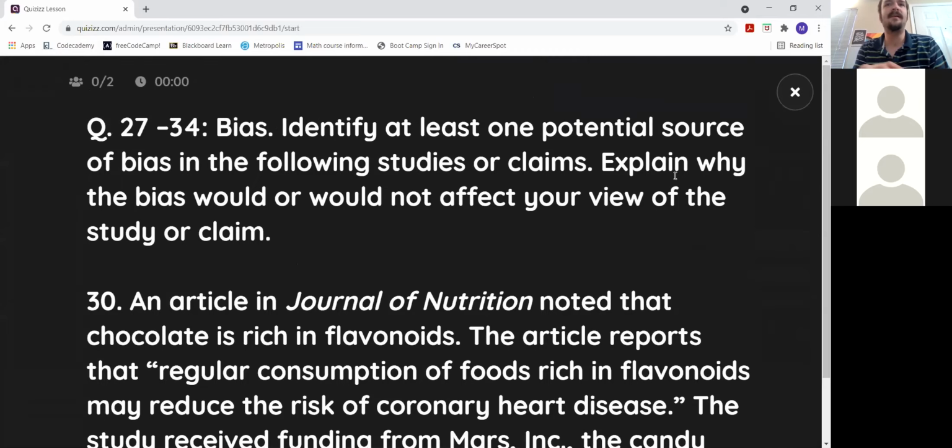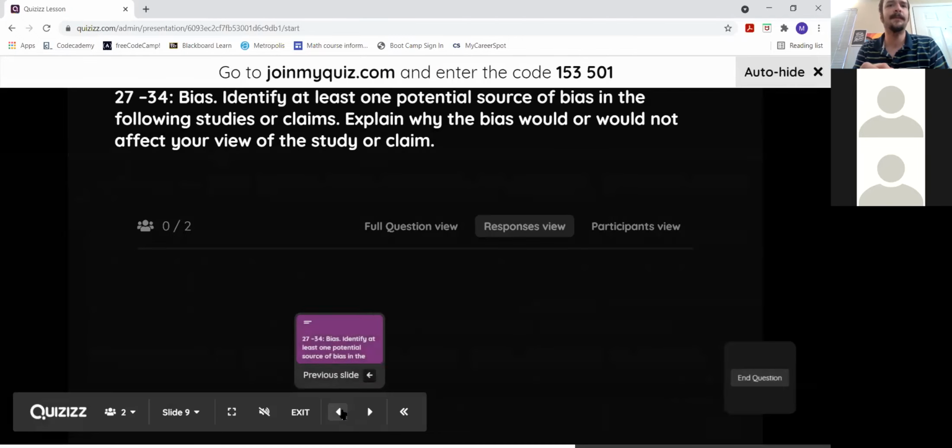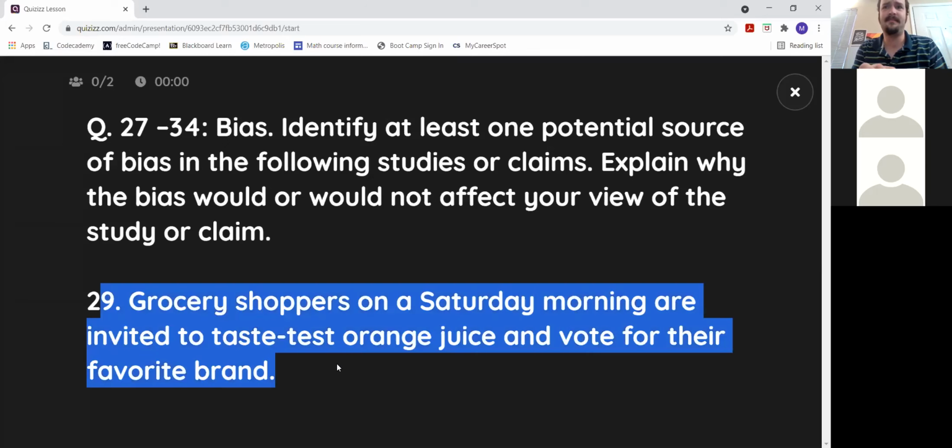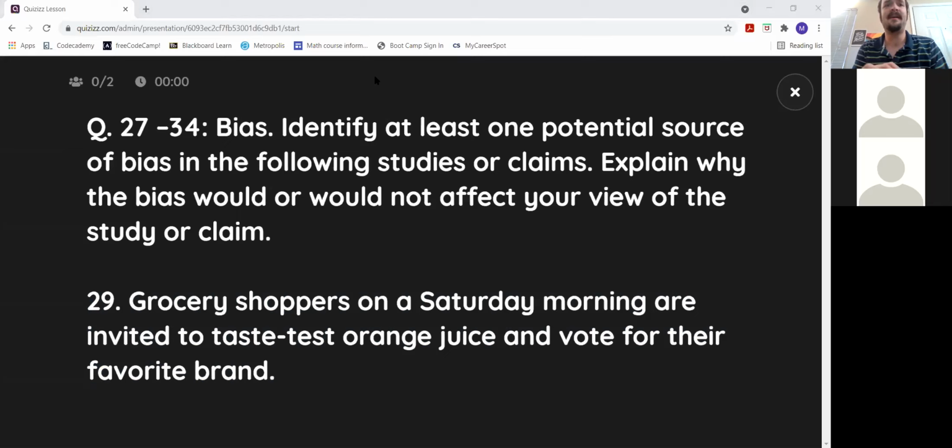Explain why or why not the bias would affect your view or study of the claim. We didn't do that on the previous one, did we? So does this affect your view of the study or claim? So we see that they might have a bias in what? I think Saturday morning grocery shoppers. Does that affect your view of the claim?